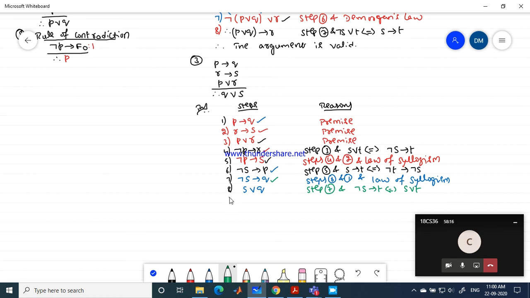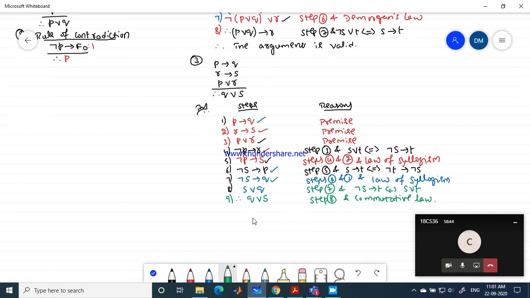I am just writing one more step. Is it associative? It is commutative. Associative speaks about the brackets, right? So this one is commutative. Yeah, good attempt. Thank you. Step number 8 and commutative now. So which means even this statement is a valid argument.